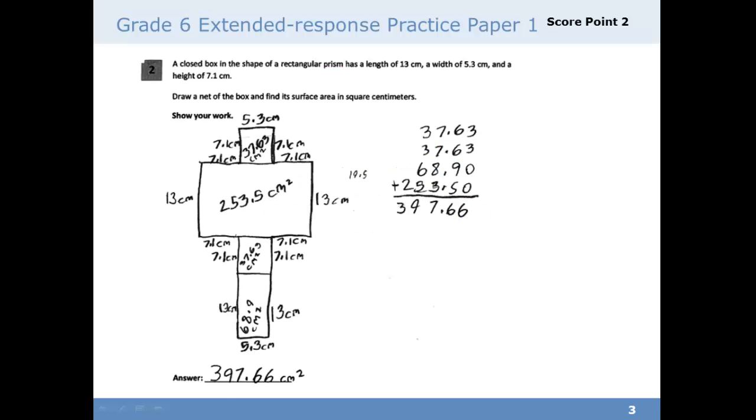Practice paper 1 is the score point of 2. This response is partially correct and demonstrates a partial understanding of the mathematical procedures embodied in the task. A net is drawn and the dimensions are correctly labeled. However, there are 2 missing lines, which result in 4 rectangles instead of 6. The area of each labeled rectangle is correct. The areas of the 4 rectangles shown on the incorrect net are added correctly, and the final answer is correct.